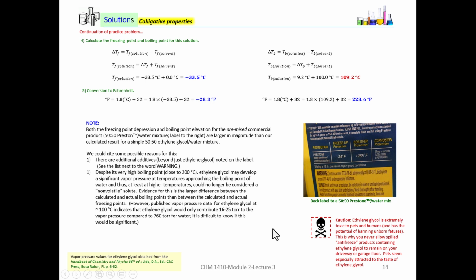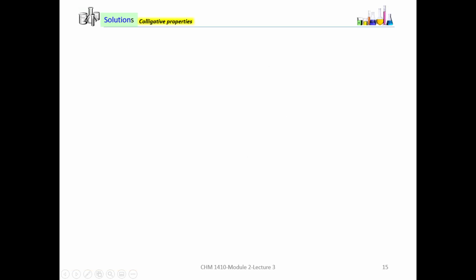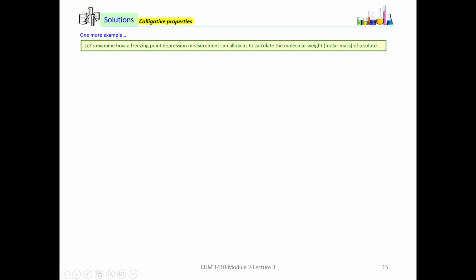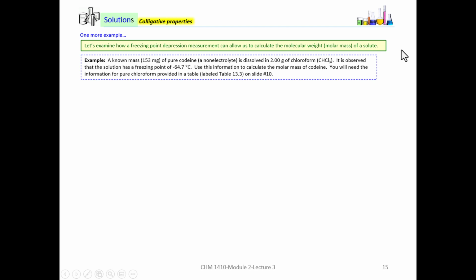They're usually bright green or bright yellow, so you can see where they are and clean up the spill immediately. So let's finish the last part of this lecture with one more example, which turns out to be fairly important. Let's examine how a freezing point depression measurement can allow us to calculate the molecular weight, or molar mass, of a solute.